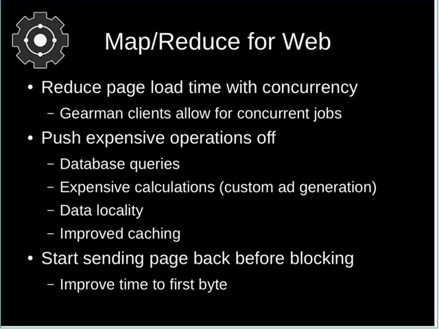So we're able to push those expensive operations off of just that web script that's running and do them concurrently. So if we have 5 expensive things we need to do, we can hopefully do all of them in the time it takes only to do the longest running expensive thing. So this also allows you to start sending back data from your web request before needing to actually block for some of those expensive queries. So this is improving your time to first byte.